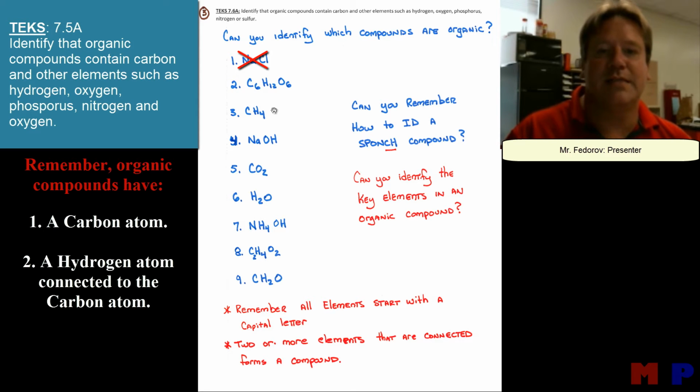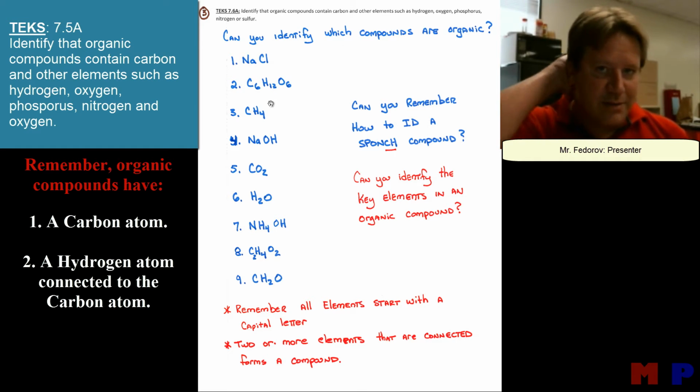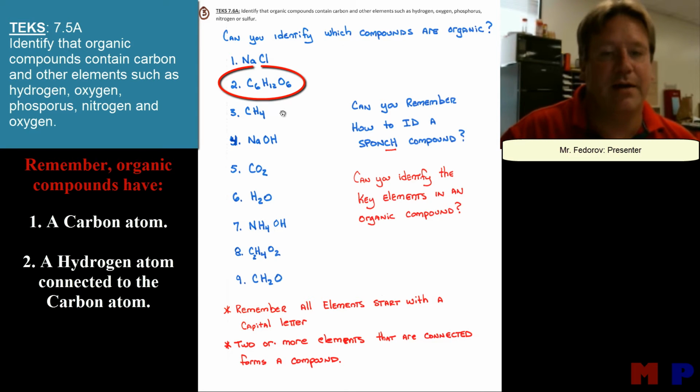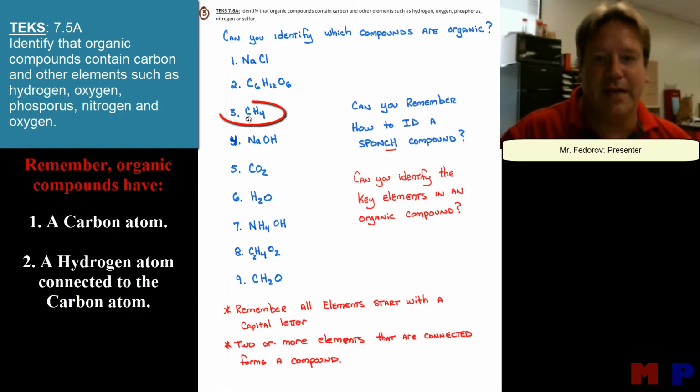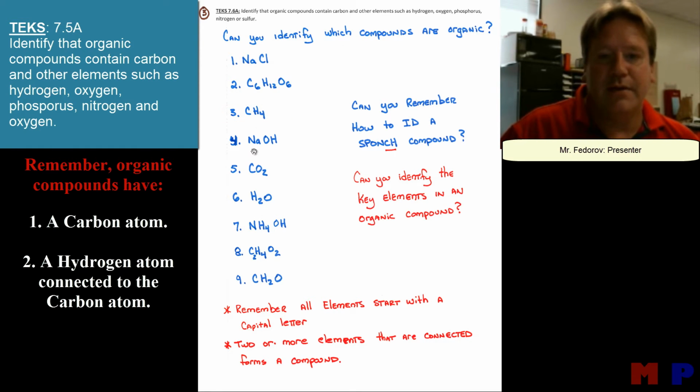The next one, C6H12O6, is glucose. You'll notice here that we have our carbon and our hydrogen right there. So that automatically tells me that this is an organic compound. Next is CH4, or methane. This is an organic compound because, again, it has carbon and it has hydrogen, so I know this is an organic compound. Sodium hydroxide, or NaOH, is not an organic compound because, again, it is missing a carbon.